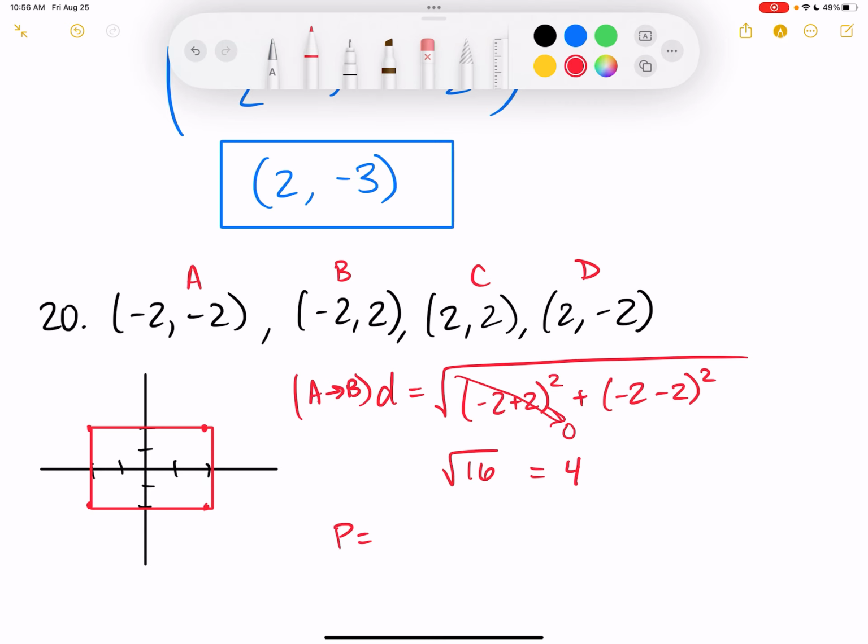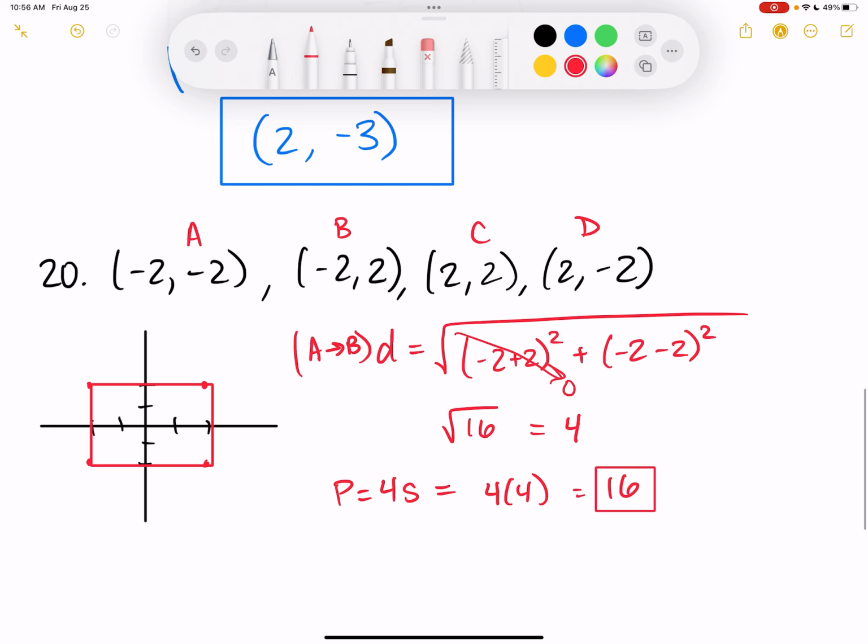Add all the side lengths together. So 4 times the side length is going to be 4 times 4, which is 16. So my perimeter is 16. And then what is the formula for area of a square? Side squared, so it's going to be 4 squared, which is also 16. Obviously, that won't always be the case. It just happened to be in this one.